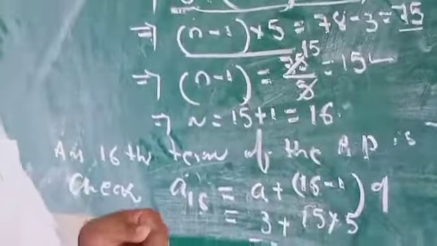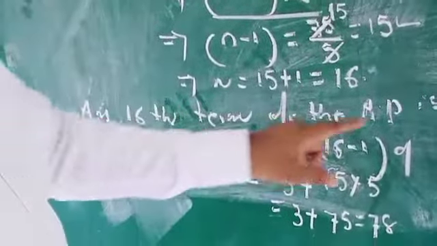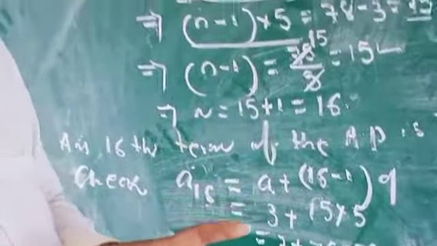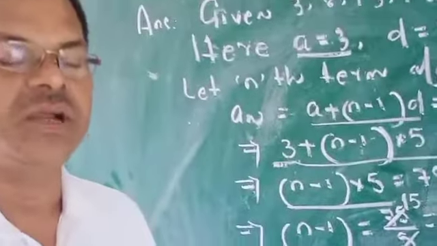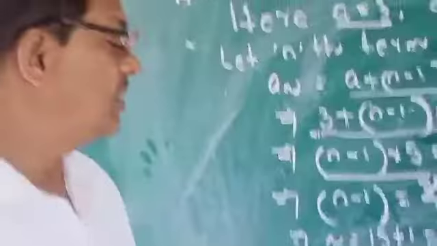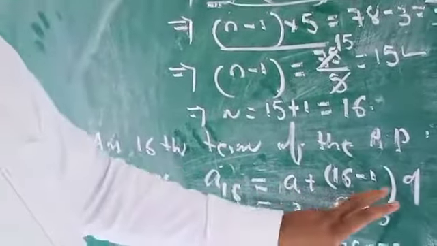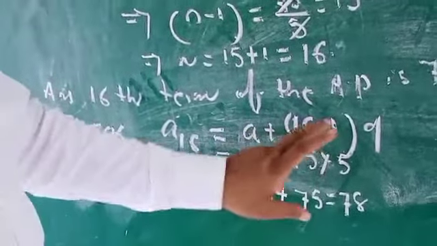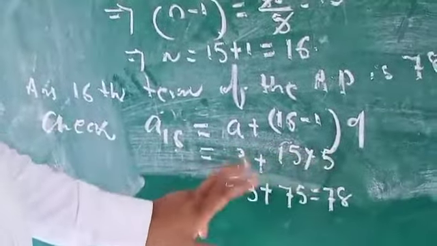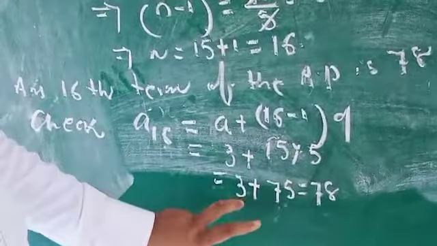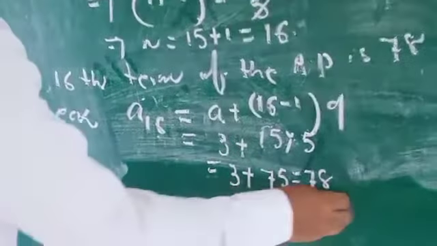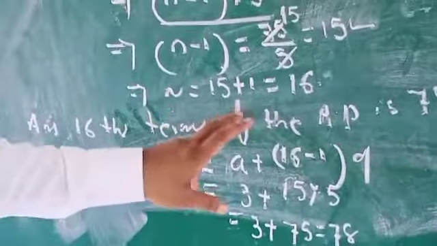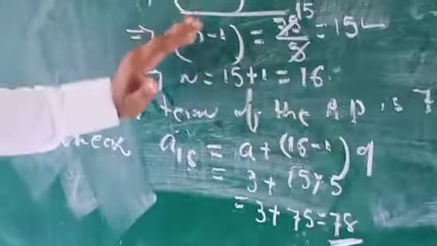How to check? Now you see, the 16th term of the AP is 78; we have got n as 16. So what is the formula for the 16th term? Just like the nth term, an is equal to a plus n minus 1 into d, the 16th term will be a plus 16 minus 1 into d. So that implies the value of a is 3 plus 16 minus 1, which is 15, into d, which is 5. Now 15 times 5 is 75. 75 plus 3 is 78. So we are getting the answer 78 again. Therefore your answer, that the 16th term is 78, is correct. I think all of you have understood.